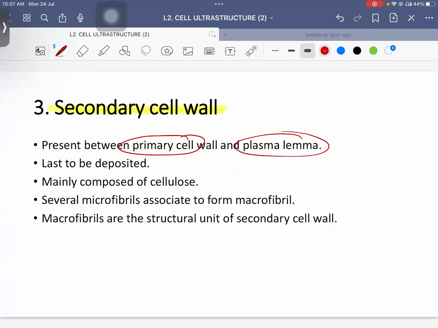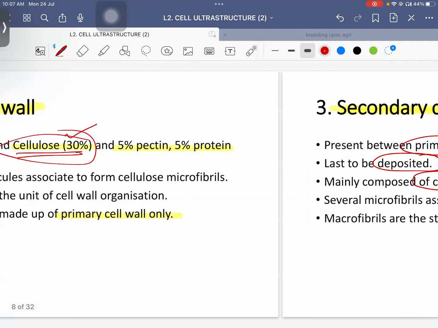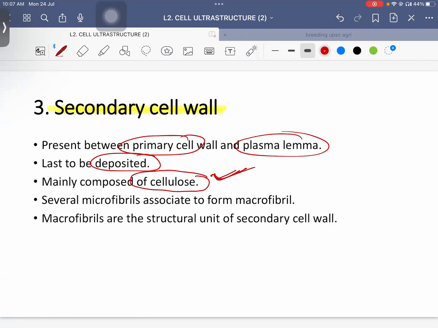This is the last to be deposited and is mainly made of cellulose. Mainly it is made of cellulose, but here you see only 30% cellulose. Here it is mainly cellulose. So these things you should remember.